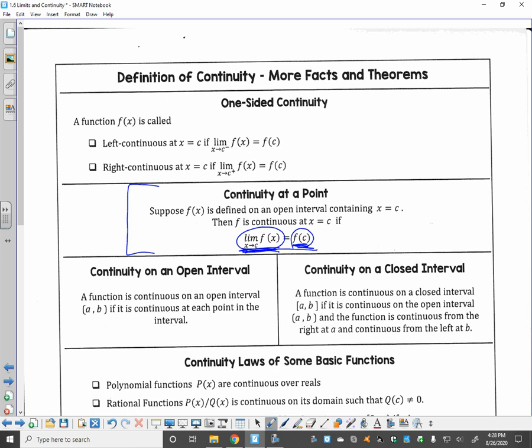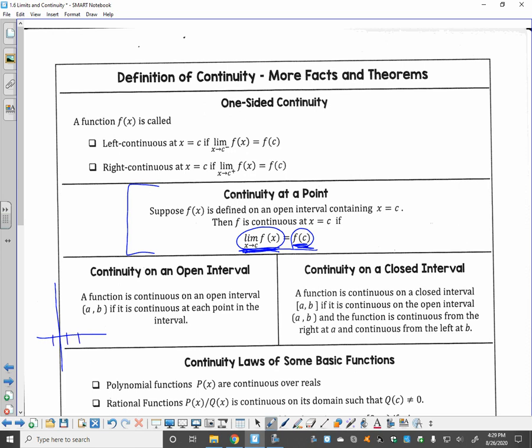Continuity on an open interval. A function is continuous on an open interval (a, b) if it's continuous at each point in the interval. Continuity on a closed interval. A function is continuous on a closed interval [a, b] if it's continuous on the open interval (a, b), and the function is continuous from the right of a and from the left of b. So what this is saying is this is continuous on an open interval.